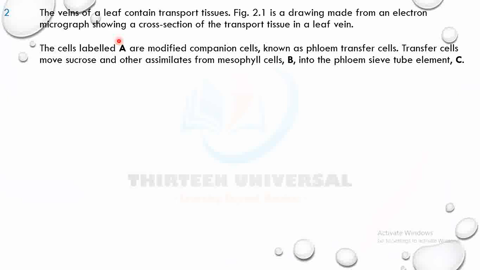The veins of a leaf contain transport tissues. Fig 2.1 is a drawing made from an electron micrograph showing a cross section of the transport tissue in a leaf vein. The cells labeled A are modified companion cells known as phloem transfer cells. Transfer cells move sucrose and other assimilates from mesophyll cells B into the phloem sieve tube element C.